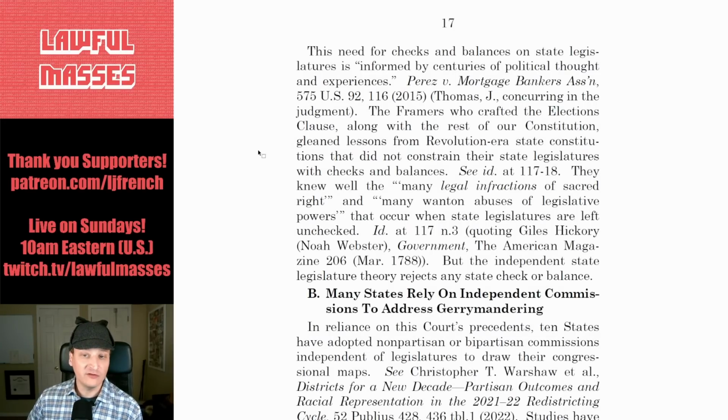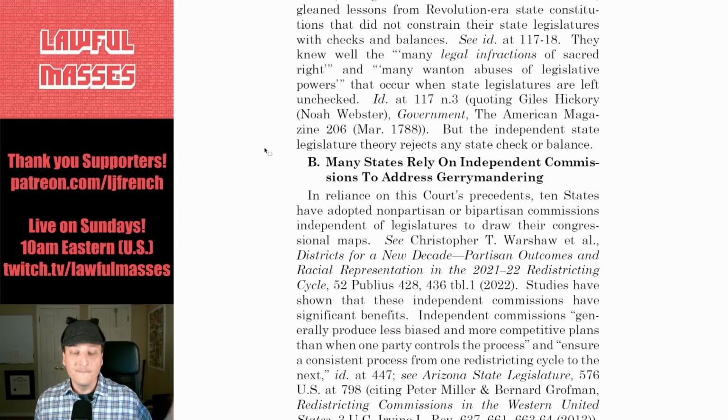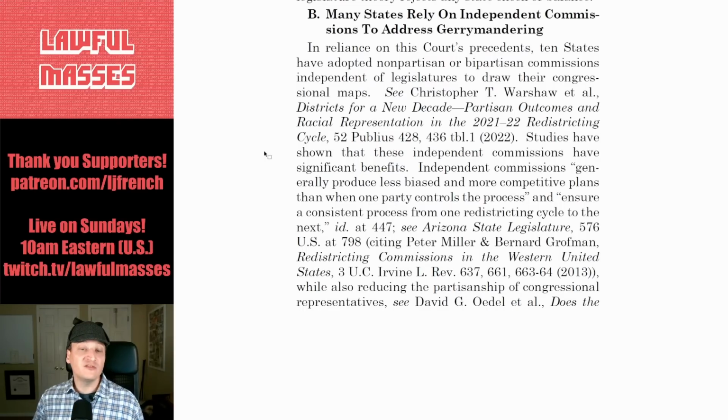This need for checks and balances on state legislatures is informed by centuries of political thought and experience. The framers who crafted the Elections Clause, along with the rest of our Constitution, gleaned lessons from Revolution-era state constitutions that did not constrain their state legislatures with checks and balances. They knew well that many legal infractions of sacred right and many wanton abuses of legislative powers occur when state legislatures are left unchecked. But Petitioners' independent state legislature theory here rejects any state check or balance. Many states rely on independent commissions to address gerrymandering.